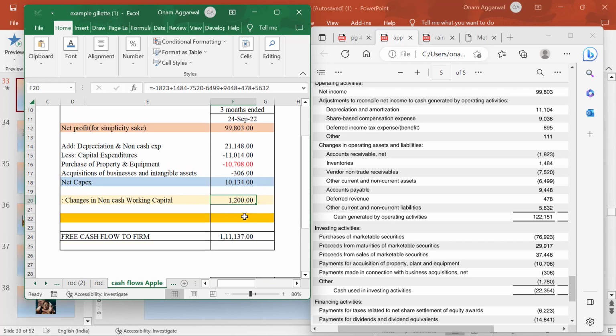So after taking all of these figures, we find out that the net profit was $99 billion, but the free cash flow to firms was $111 billion. Now please mind that we have taken net profit just for simplicity's sake. In the next example, we will calculate the proper operating profit.